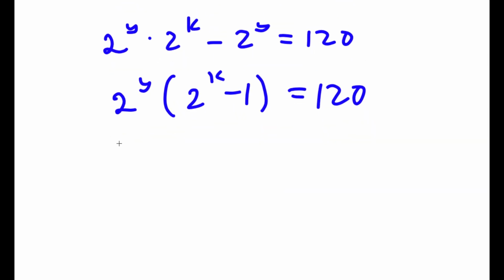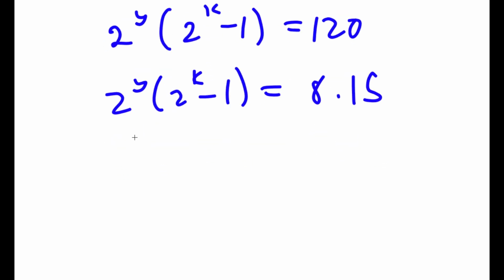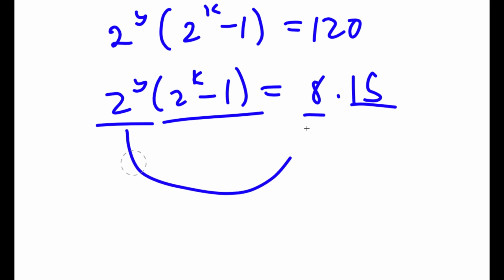Now 120 is the same thing as 8 times 15. And notice how we have an even number, since 2 to the power of any number is even, times an odd number, because an even number minus 1 is going to be odd, equal to an even number times an odd number, meaning these two even numbers are equal to each other and these two odd numbers are equal to each other.